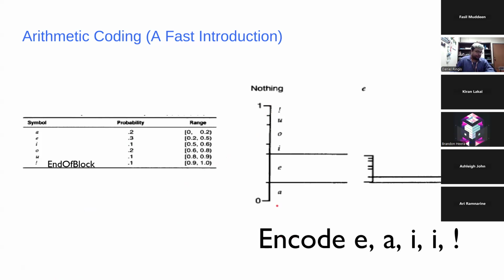So in this example, we are trying to encode an E, an A, an I, and an exclamation point. The way in which we do this is we assign ourselves a range. And to get our E, we know that our symbol which we're sending is between 0.2 and 0.5. All right, so that's our first symbol.